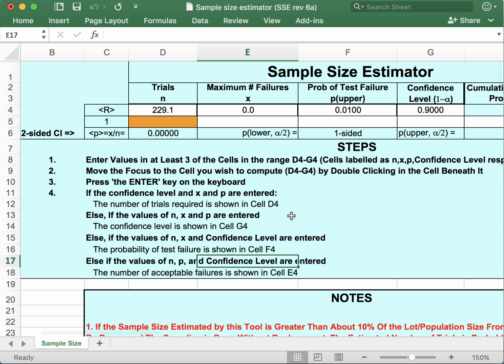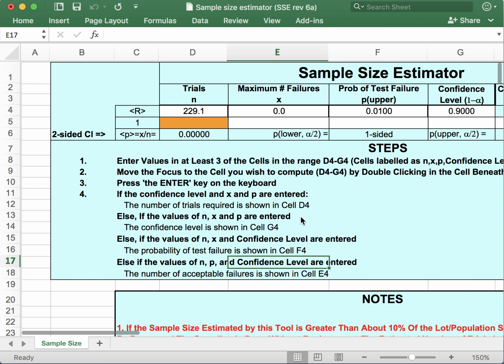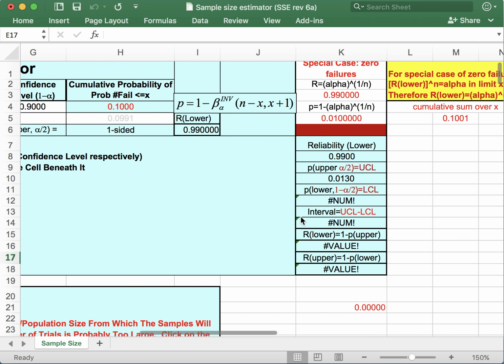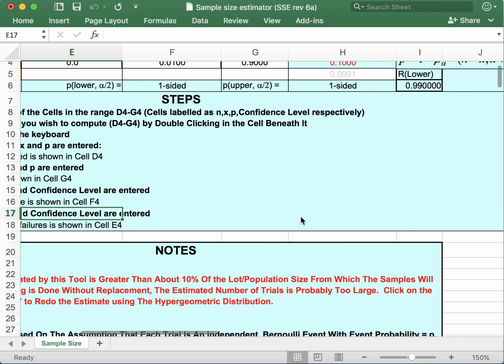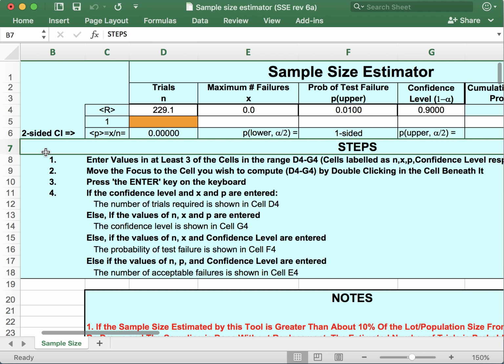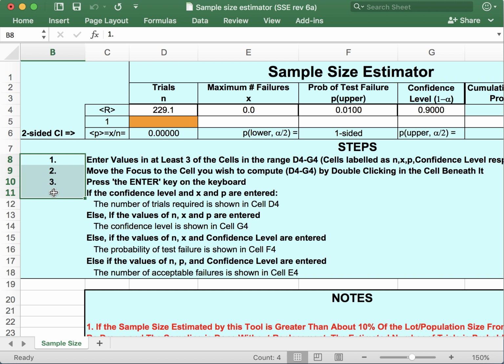Okay, so what you see here is the calculator itself. It's an Excel spreadsheet. There's quite a bit going on here. You don't really need to worry about most of the stuff in here. There's some notes toward the bottom. There are 4 different steps to essentially do a calculation. But I'll walk through this real quick. So let's say, for example, we're going to assume a confidence level here of 0.9. Again, 0.9 to 0.95 is pretty common.